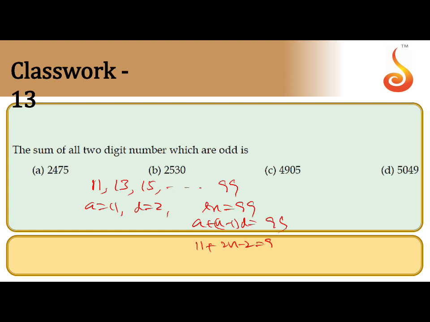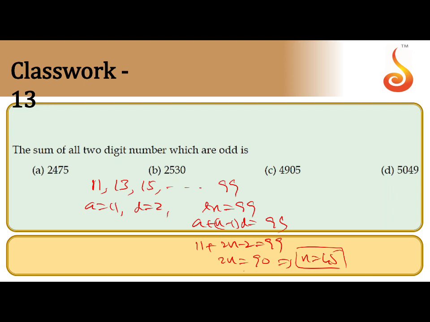2n minus 2 equal to 99 minus 11. So 2n equal to 90 here. So 2n, 11 minus 2 is 9. 9 plus 99, so 2n equal to, we will get 90. Therefore n equal to 45. We got the value of n equal to 45. Because if you take 9 to that side, 99 minus 9 gives 90. 2n equal to 90, n equal to 45.